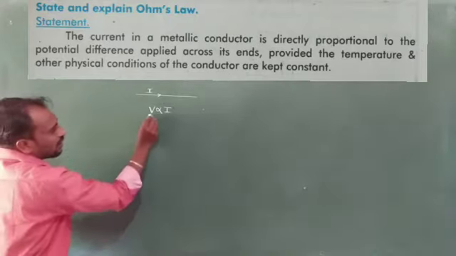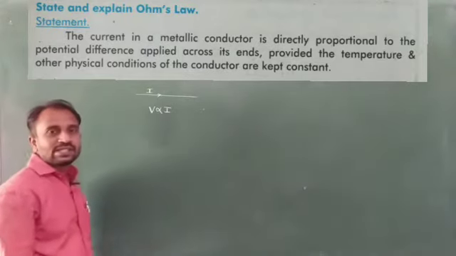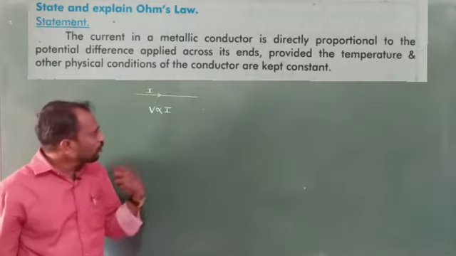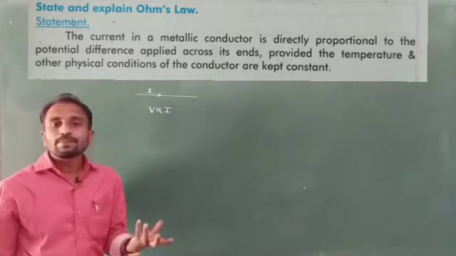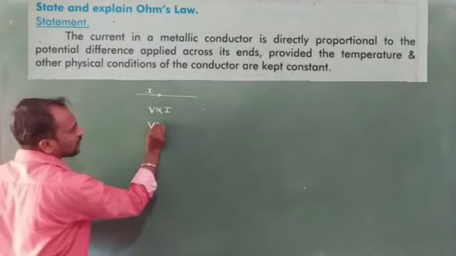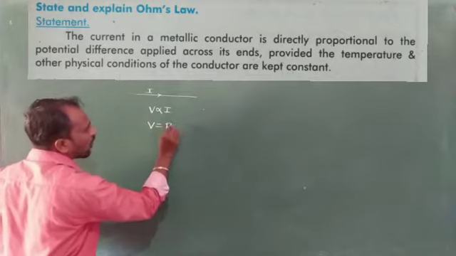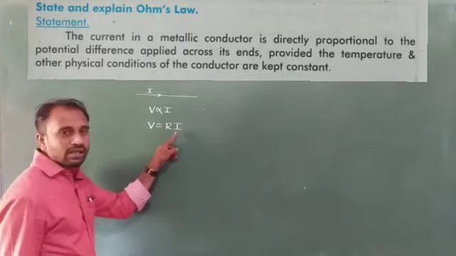So V is directly proportional to I. Here there is direct proportionality, and we want to make it an equation, so we require one constant. That constant is R. So V is equal to R into I.